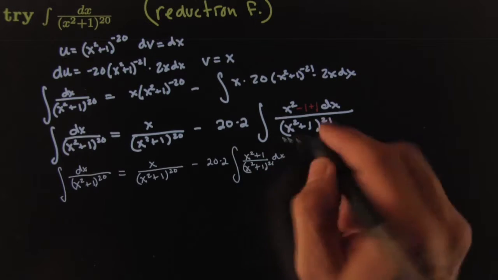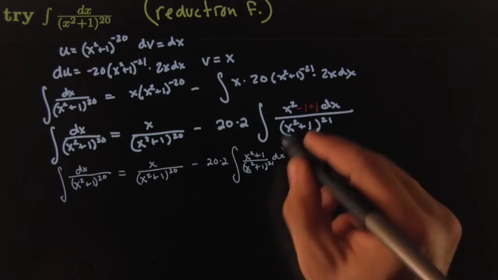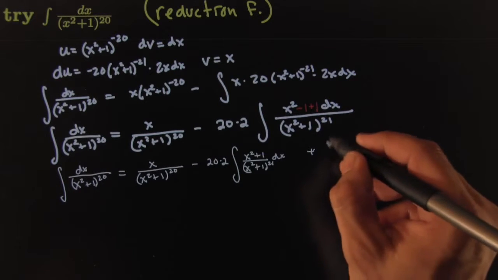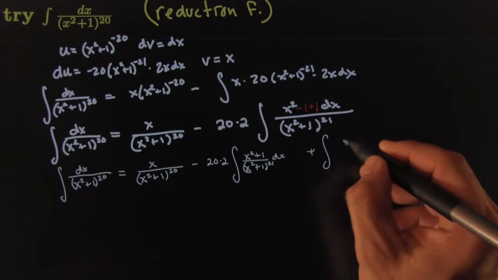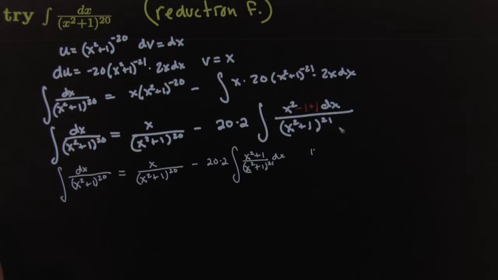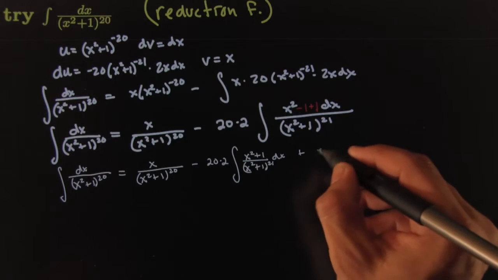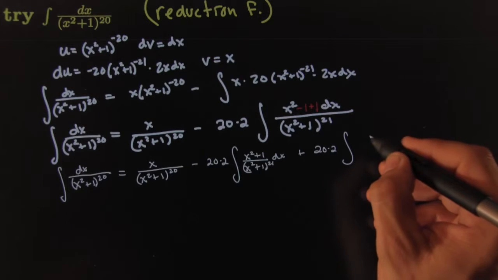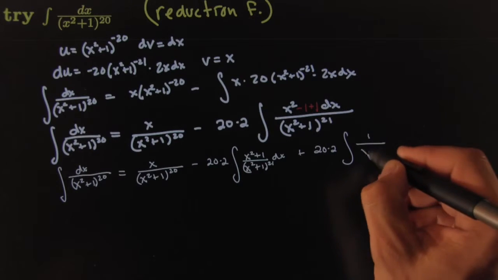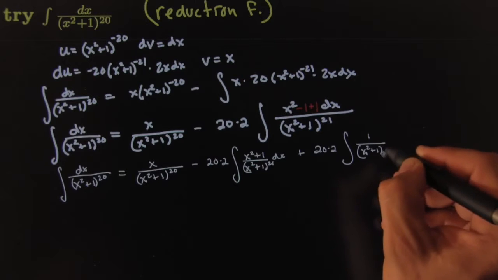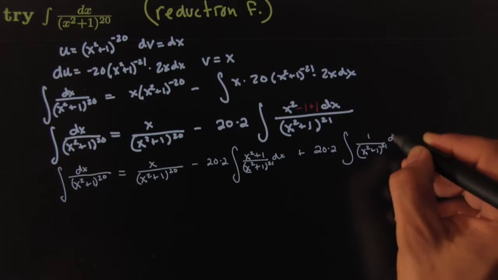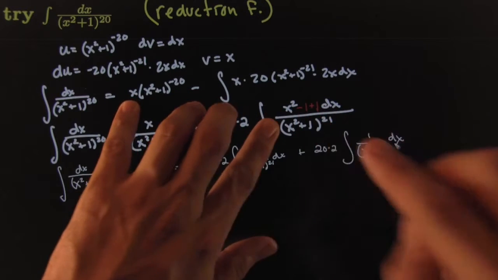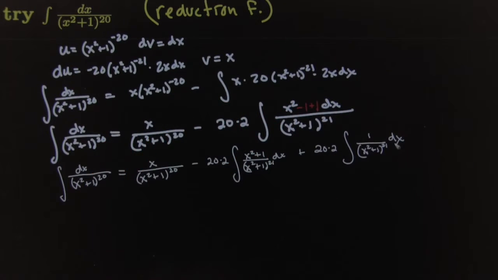And then I'd have a minus 1 there, so I'd have a minus, but then I have a minus minus. I think I have a plus integral of, let me see here, plus 20 times 2 integral of 1 over x squared plus 1 raised to the 21st times dx. That's what happens when we distribute this. I had the plus 1. I should have made it here plus 1 minus 1.